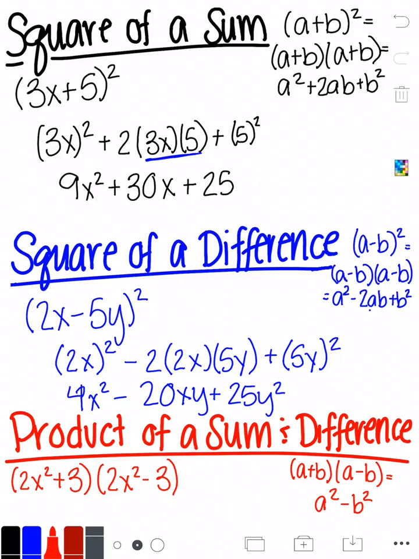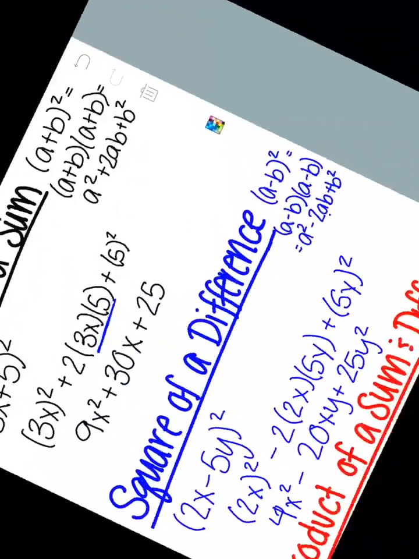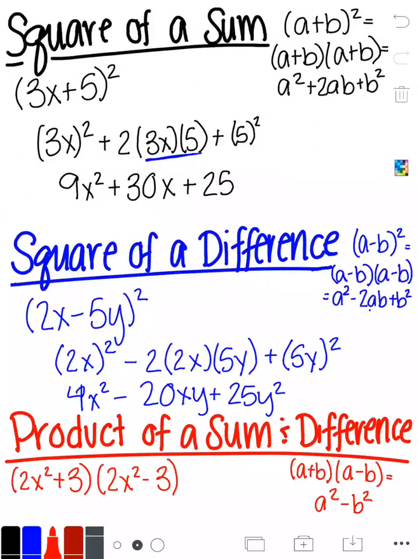Lastly, we're going to talk about the product of a sum and a difference. So we have 2x squared plus 3 and 2x squared minus 3. So one's a sum and one's a difference, but they're the same numbers in both. So when we have that, we're going to get a squared minus b squared as our answer, period.